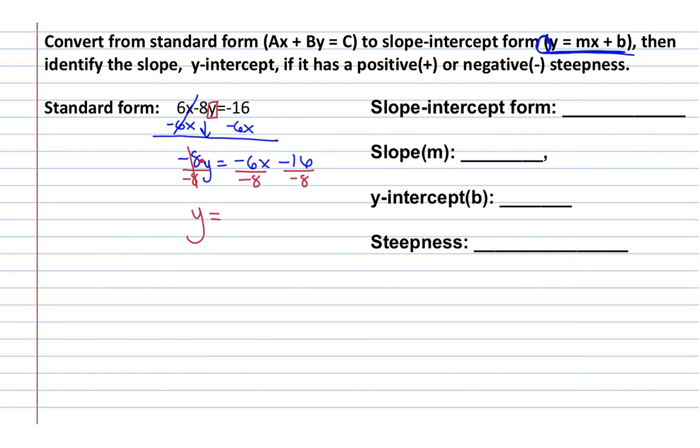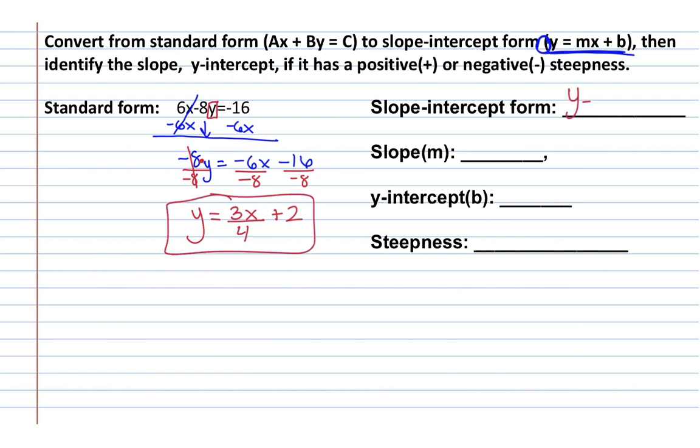A negative divided by a negative is a positive, but I could reduce the 6 and the 8 because they're both positive and divisible by 2. So 2 goes into 6 3 times. 2 goes into 8 4 times. So now we have 3/4 x. And 8 goes into negative 16 negative 2 times. So that's my equation. This is my equation in slope-intercept form.